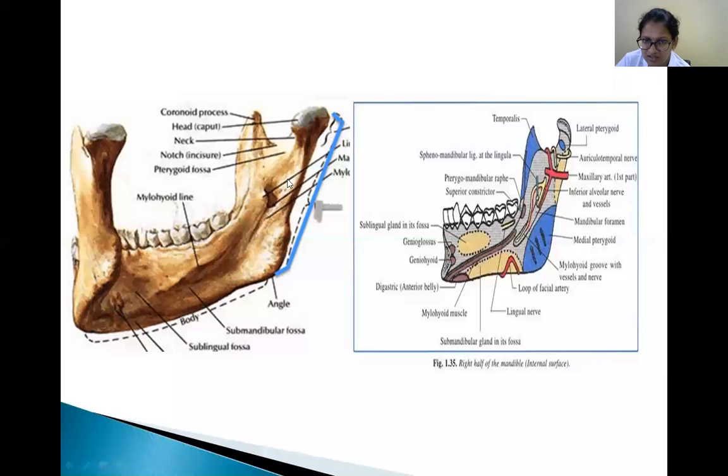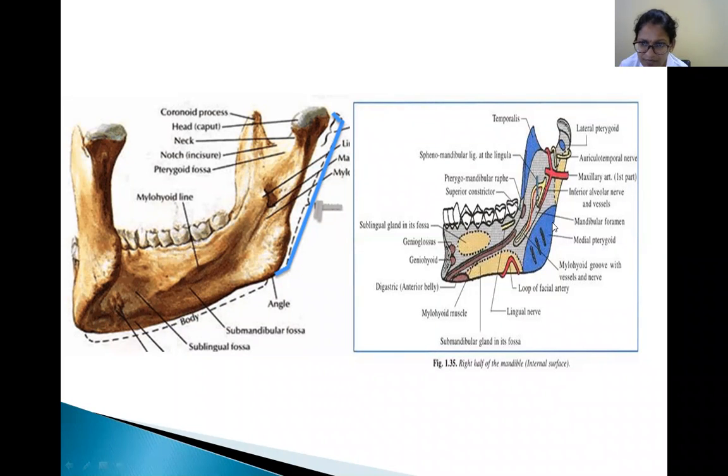The upper part of the posterior border will be related with the parotid gland. Next, the junction between the posterior border and the lower border of the body is called the angle of the mandible. It is the junction between the lower border of the body of the mandible and the posterior border of the ramus of the mandible. The angle of the mandible is nearly 140 degrees.